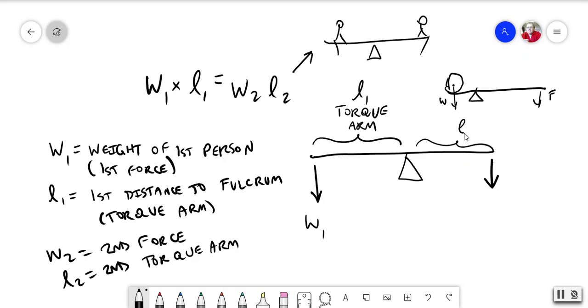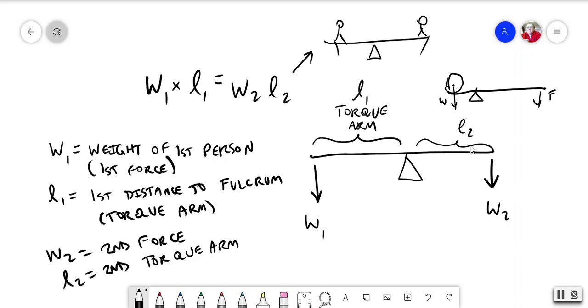Well, the other side's going to be L2, the second torque arm, and the second force. And the first weight times the first torque arm has to be equal to the second weight times the second torque arm, because of conservation of energy, that has to all balance out.